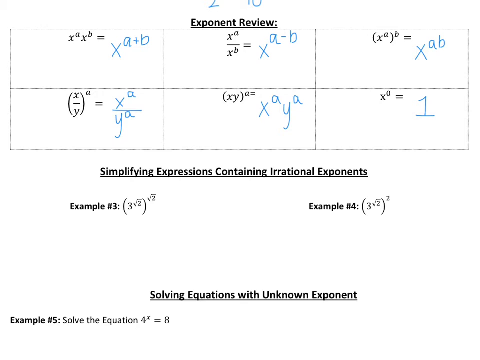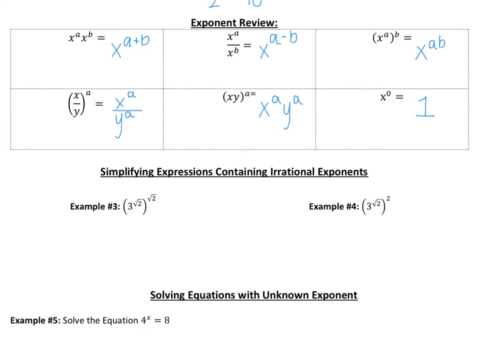Now we're going to simplify expressions containing some irrational exponents. Irrational really just means a square root or a cube root, or any kind of root. We're going to use our rules from above and try to simplify. So example 3, I see 3 is raised to the root 2. That whole product is raised to root 2 as well.